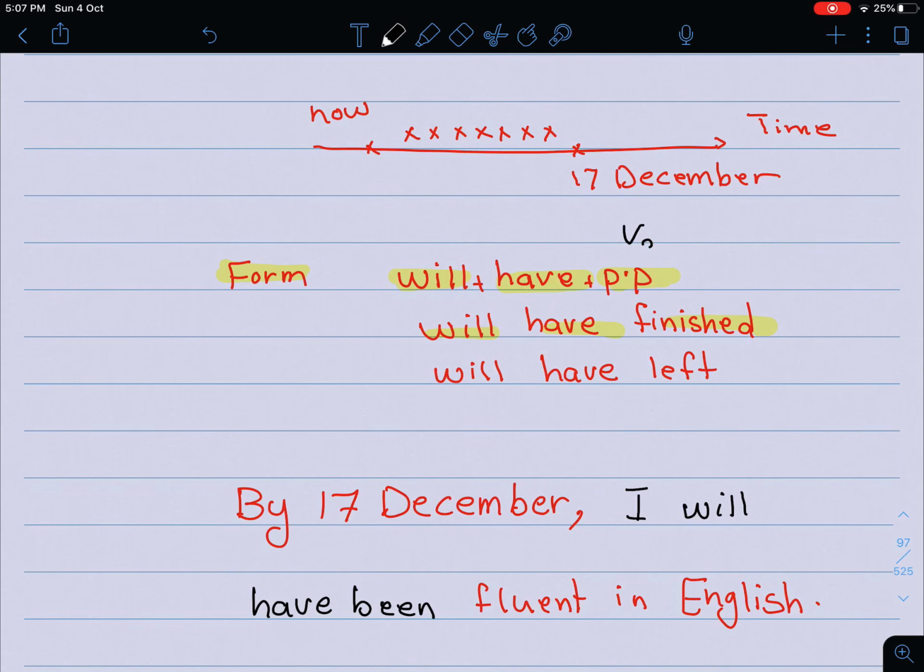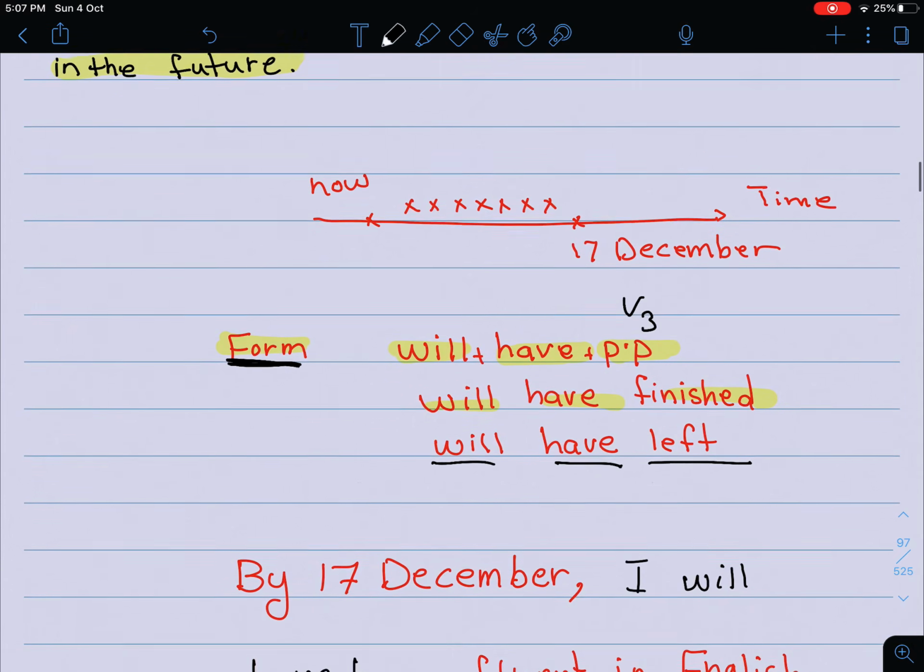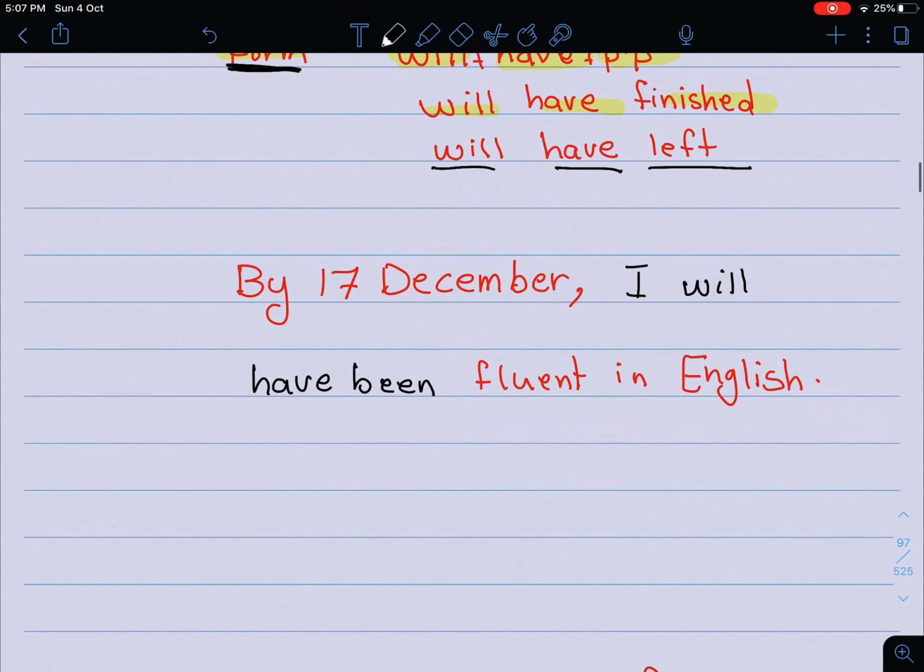Okay, verb number 3. Okay, will have finished, will have left, will have worked, will have eaten, okay? So all of these are, what do we call them? The future perfect. The future perfect: will, have, والتصريف الثالث للفعل. Okay? So let's take a look here at the sentence, okay? نشوف الجملة. By the 17th of December, I will have been fluent in English, okay?